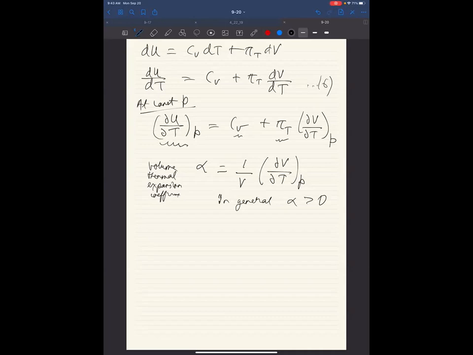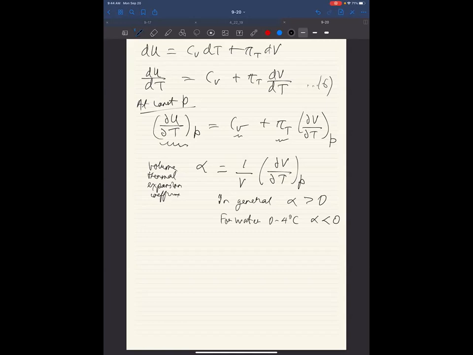It is for water between 0 to 4 degrees Celsius. Alpha is actually negative, right? Water starts to contract. Ice is lighter than water. Ice starts to float on top of water. This is how life survived, right?